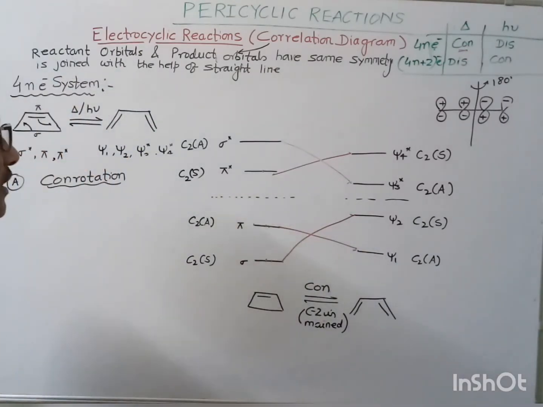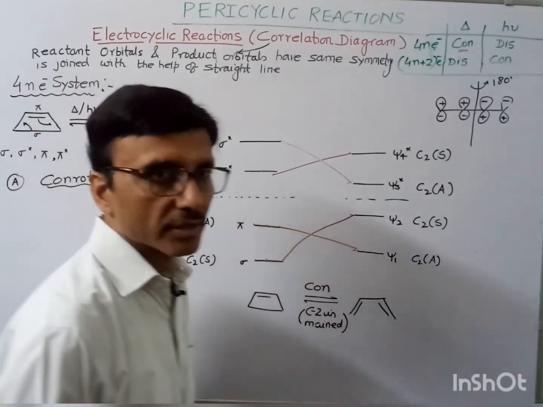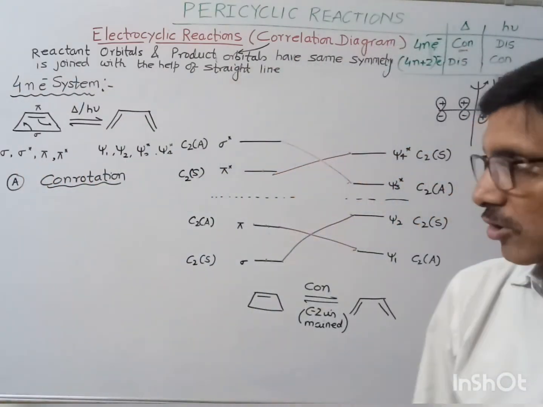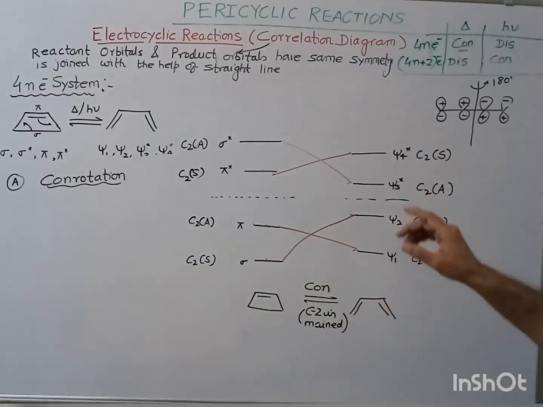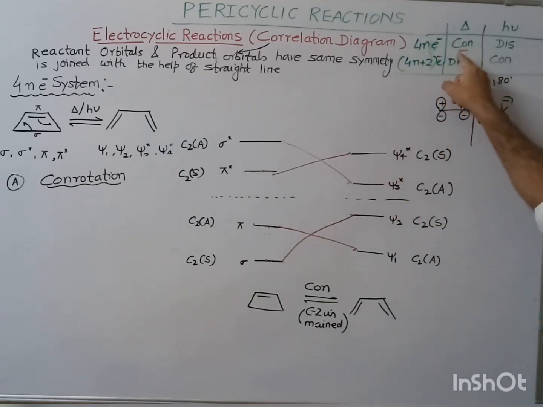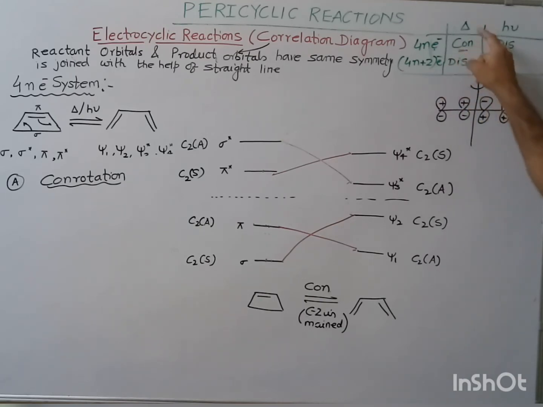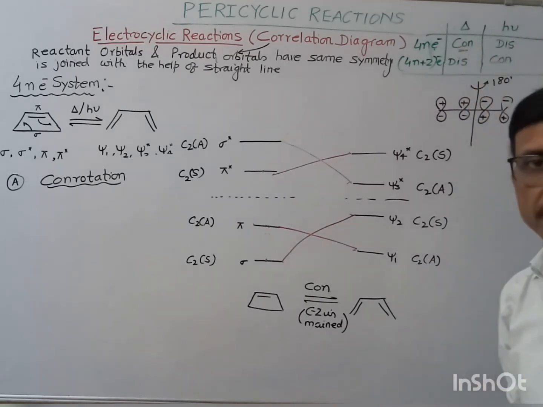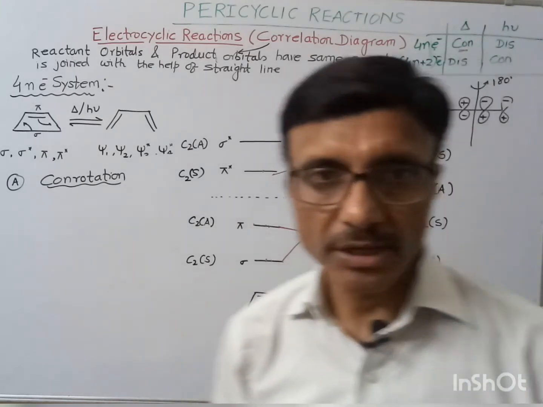This is the correlation diagram for the 4n electron system where the conrotation of molecular orbitals takes place. So in a 4n electron system, conrotation takes place under thermal conditions only. You can see that under thermal conditions only, the conrotation takes place.